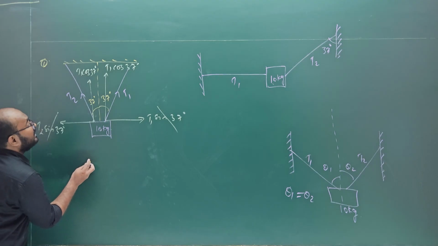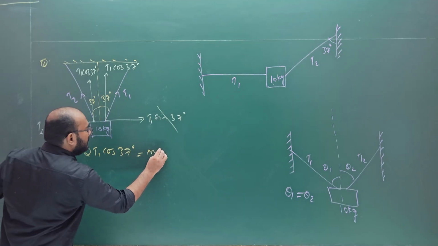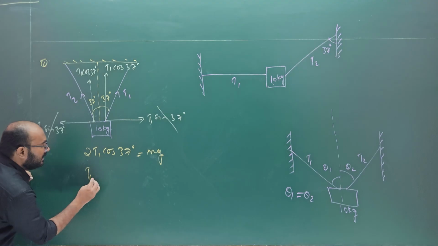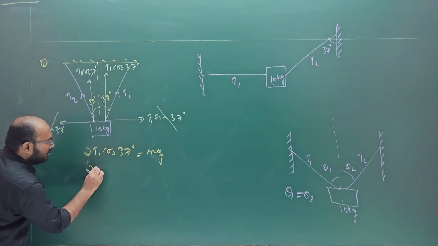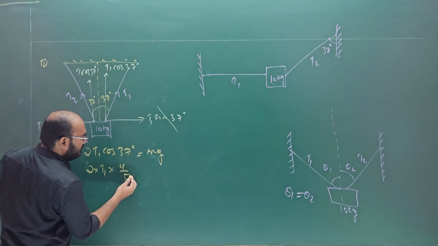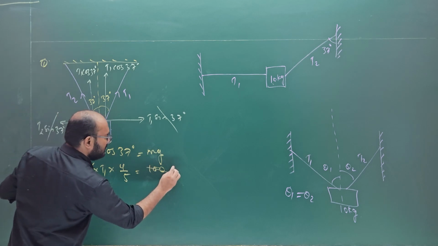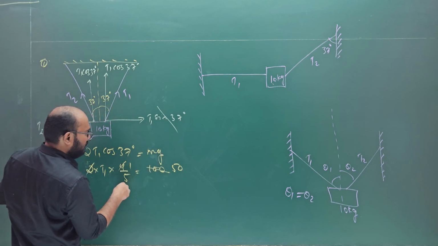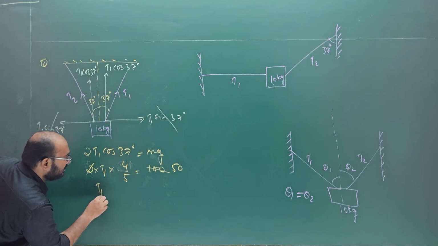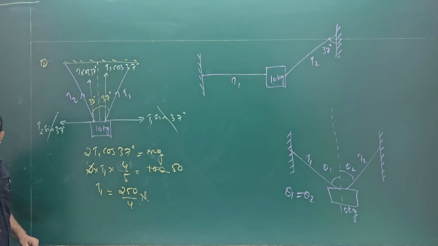Then 2 times T1 cos 37 is equal to mg, and mass is given 10 kg. Then write it like this, 2 into T1 cos 37, which is 4 by 5, is equal to mg, that is what? 100. Whatever comes, you solve it. So this is 4, that is what? T1 is equal to 250 upon 4 newtons. Did everyone get it? Very good.